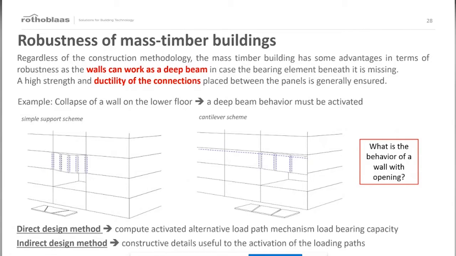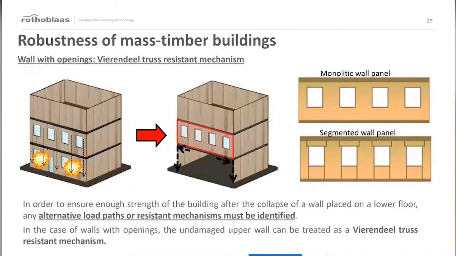The first one is the fact that in mass timber buildings, walls can work as deep beams, as you can see in this picture. And in this case, the ductility of the connection can help to activate some catenary or second order mechanism. So what happens when the wall has some openings? The design approach we can use is this one. We can define an alternative load path mechanism.